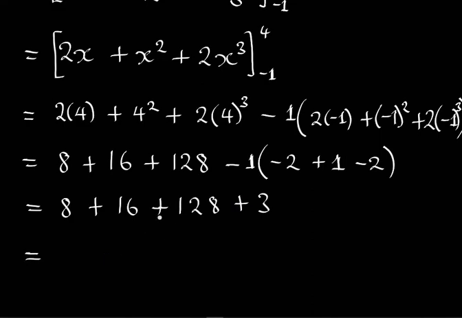Let's see, what is that going to give us? 8 plus 16 plus 128 plus 3 gives us 155. Since this is positive, I'm tempted to just write square units, but you can leave your answer just like that. And you have evaluated the integral.